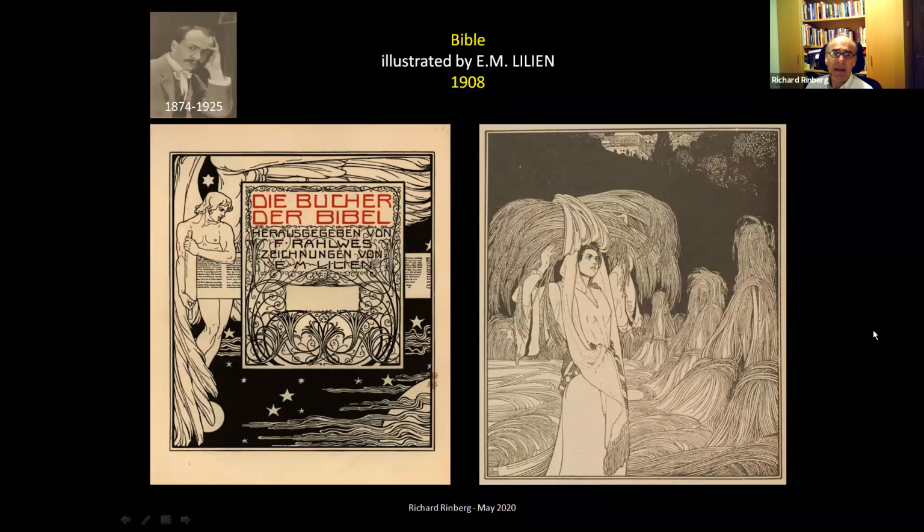So Lilien, E.M. Lilien, tremendous artist, who's also one of the founders of the Bezalel School of Art, in 1908 is going to illustrate this Bible, the Bücher der Bibel. And here you've got Ruth, black and white drawings. This is his thing mainly. Here you've got Ruth, these beautiful drawings.